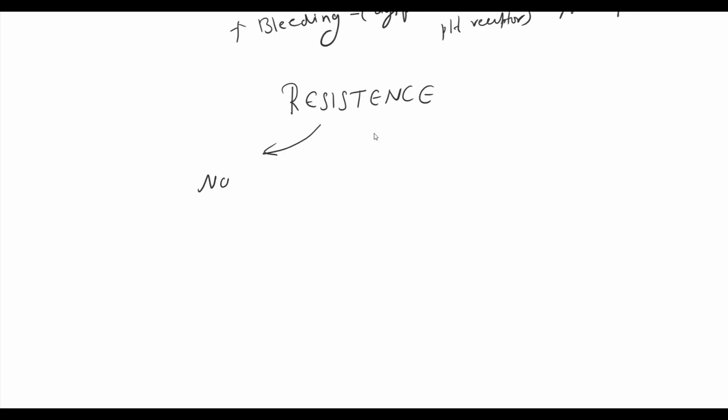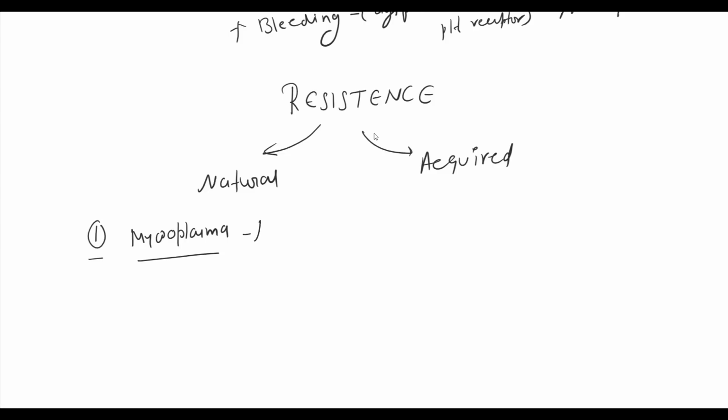Resistance can be natural and can be acquired. An example of natural resistance in case of penicillin is bacteria which lack a peptidoglycan cell wall, like mycoplasma. So the penicillin group of antibiotics does not work against mycoplasma since mycoplasma lacks a cell wall. Similarly, Mycobacterium tuberculosis does not contain peptidoglycan. Instead, they contain mycolic acid. So penicillin is ineffective against Mycobacterium tuberculosis.